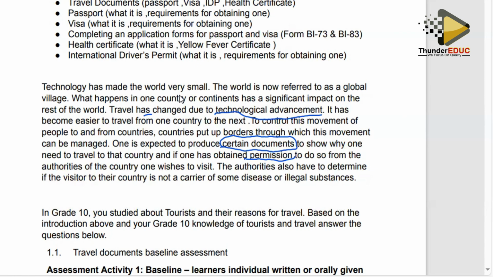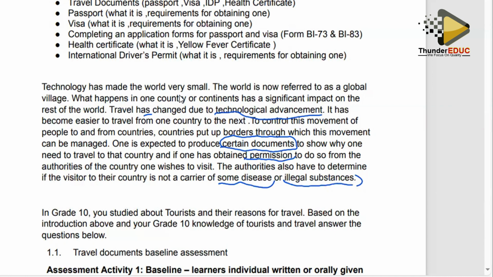The authorities also have to determine if the visitor to their country is not a carrier. So another reason why movement of people is controlled is to control the spread of some diseases and also to curb the spread of the trafficking of illegal substances such as drugs. So just to outline this, we need to focus on the reasons why people are required to produce certain documents, and we also need to outline why authorities are so concerned with the movement of certain goods.